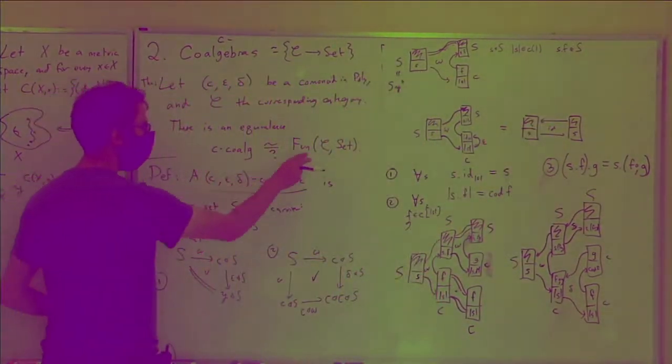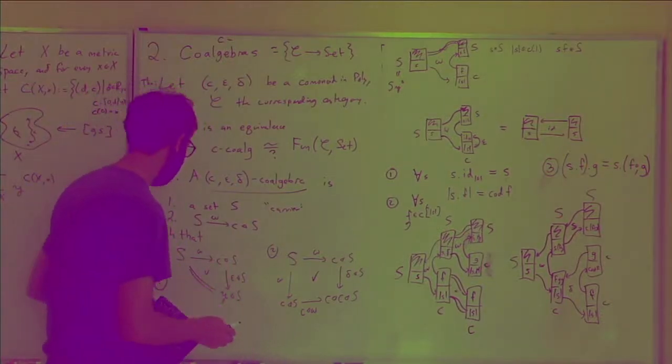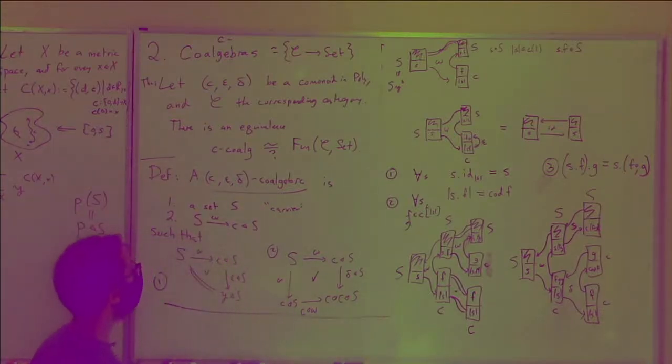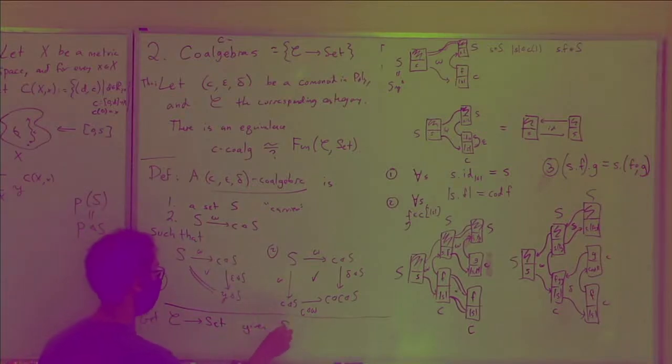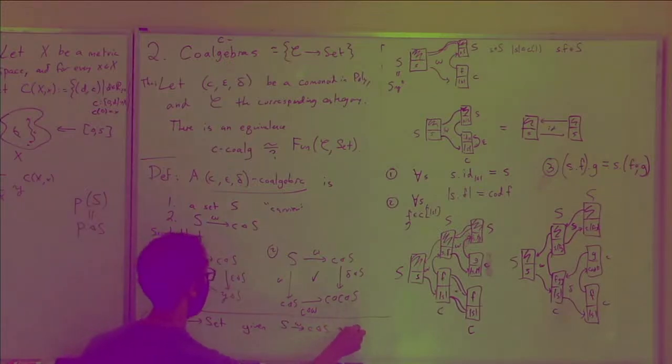And so why would that be a functor from C to set? How would you go from one to the other? I'll just write it really small here. So how do I get a functor from C to set, given S? How do I get it?